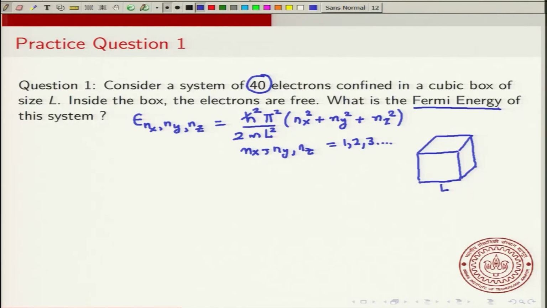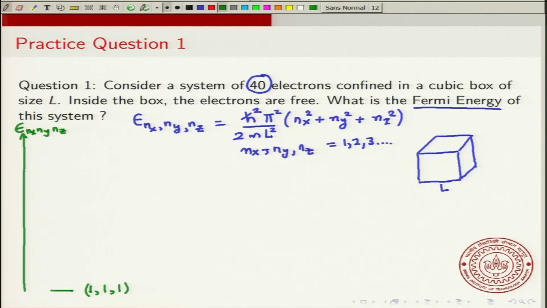So let's try to do this now. If you take this and you look at the energy level, the ground state, the lowest energy state, so let me put an axis of energy here, and it is a function of nx, ny, nz. It is a function of these 3 quantum numbers, and the lowest energy level corresponds to nx equal to 1, ny equal to 1, nz equal to 1. That is the lowest energy level.